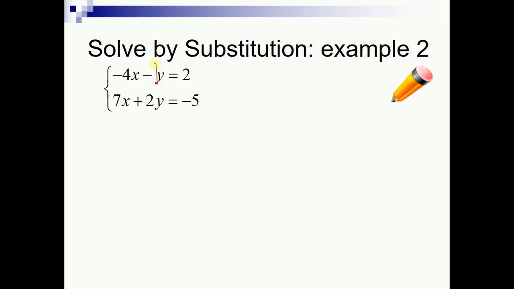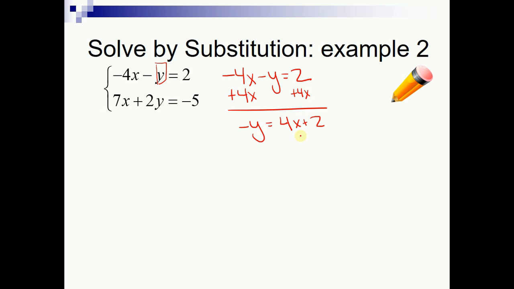I'm going to solve for y. I notice it does not have a coefficient or a number in front of it. Makes it a lot easier, not as hard of math. No fractions are going to come out of this. So I'm going to solve for y. There we go. Let's add 4x to the other side. Then it looks like I need to divide by a negative 1. So I know y is equal to negative 4x minus 2.